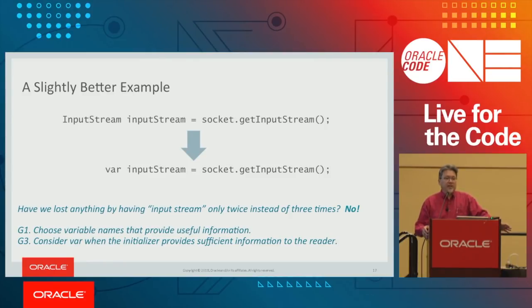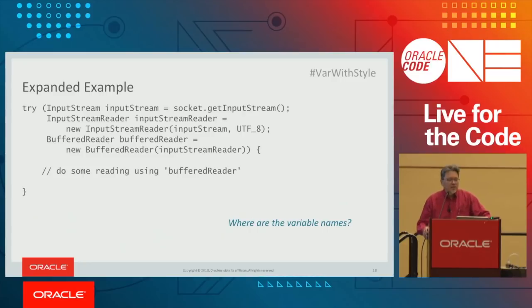Get input stream, you're getting an input stream out of a socket. We know exactly what that does. All right, so here's a bigger example. This is a try with resources statement.